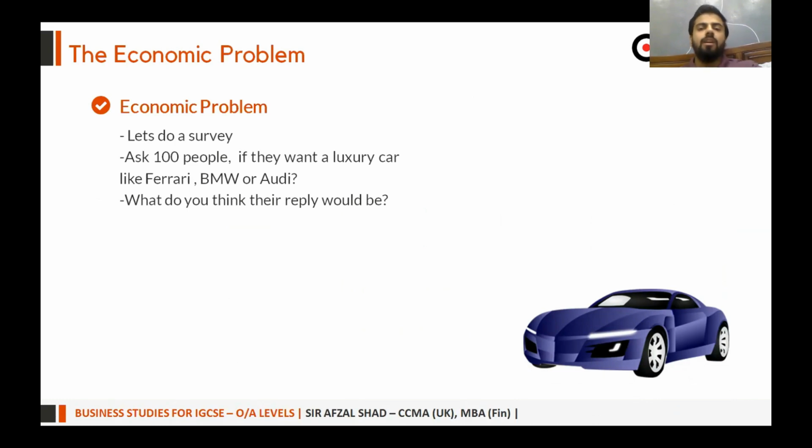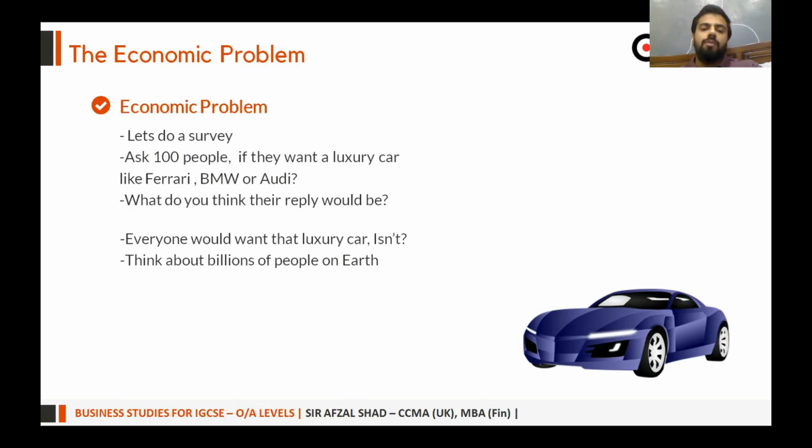I don't think anyone is going to reply no. Everyone wants these types of cars. Everyone wants these luxury cars with them. So their answer would be yes. Okay, so you ask 100 people and their reply was yes.